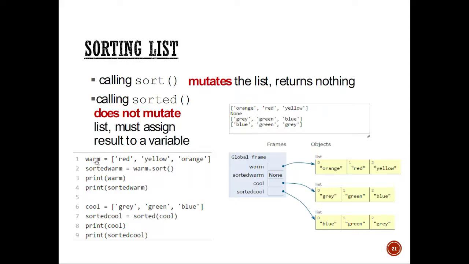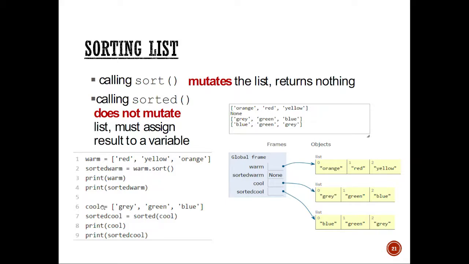If we have the variable warm defined as such, and then we implement the sort operator, and we try to assign it to a new variable called sorted warm. When we print them out, we print warm in a sorted manner based on the alphabetical order. But the second one, this command prints none. This is because, as we mentioned, the sort method has no return, and that's why this operation returns nothing.